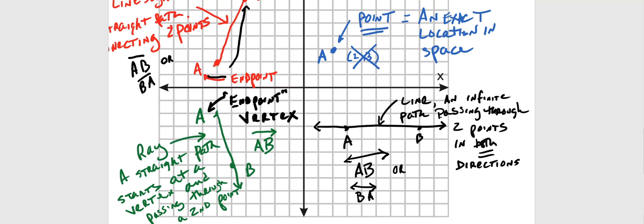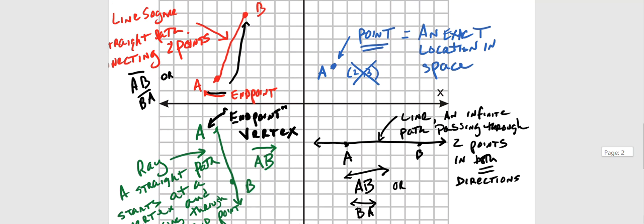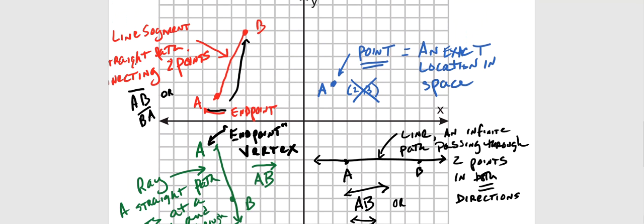Likewise, because a line goes on infinitely, we just need to be able to identify it with a name. So we need 2 points to identify that line. And that line can be identified as either line AB, if I read the points that are labeled left to right, or in reverse order, I can label it as line BA. Okay? So those are the key things to remember between a point, an exact location in space, a line segment, which is a straight path connecting 2 points. We can name either way.